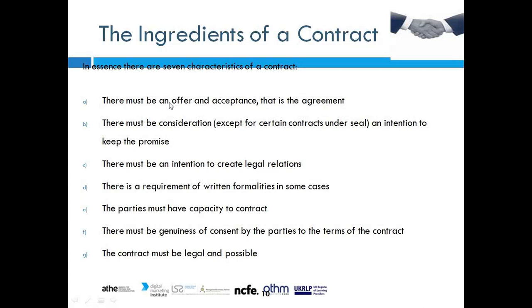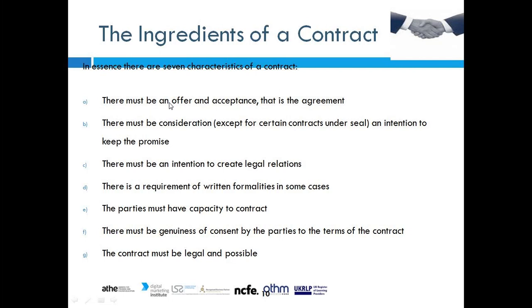There must be a consideration, except for certain contracts under seal, and an intention to keep the promise. Consideration: what will be done, and when it will be done. There must be an intention to create legal relations. There is a requirement of written formalities in some cases, and the parties must have the capacity to contract.